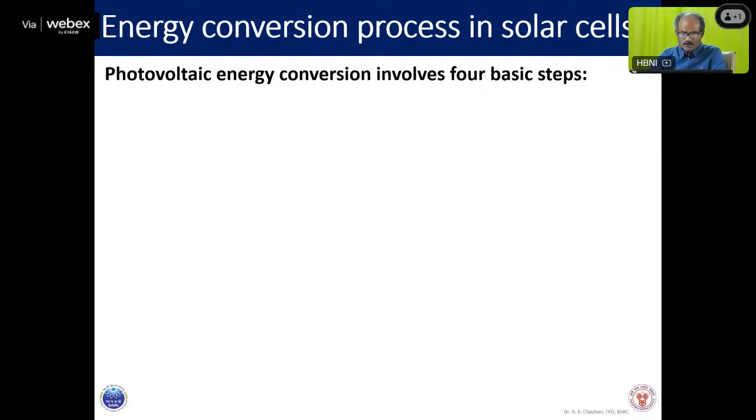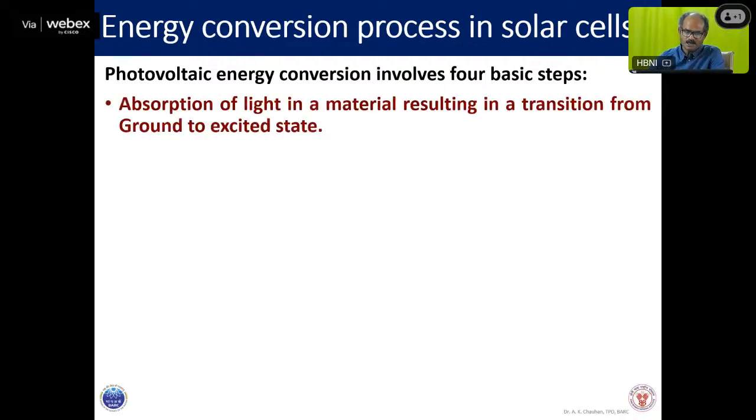So now we have learned what solar cells are, and what the important parameters for the solar cell are. Now we will learn what the important processes in the solar cell are, which convert the light into electricity. The photovoltaic energy conversion involves 4 basic steps. The first step is absorption.